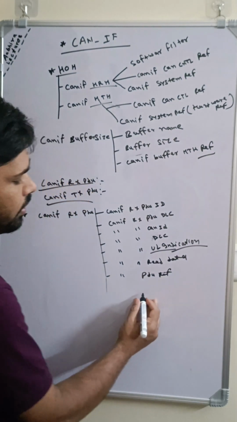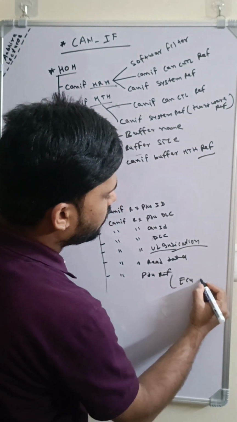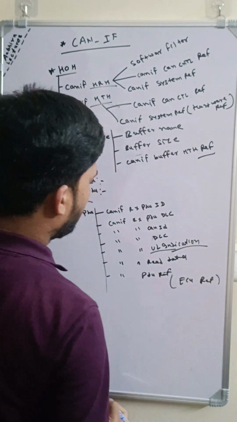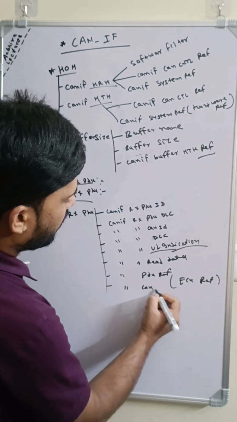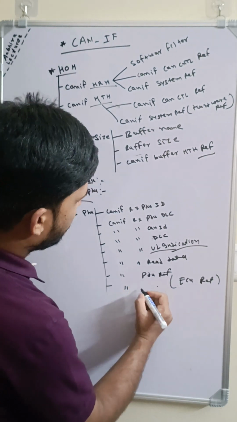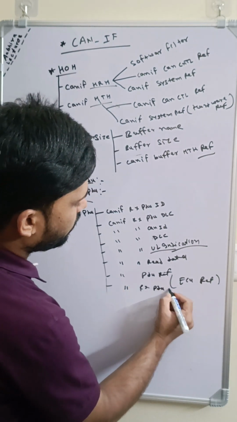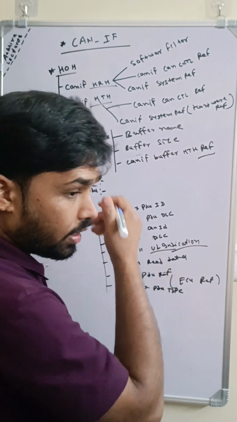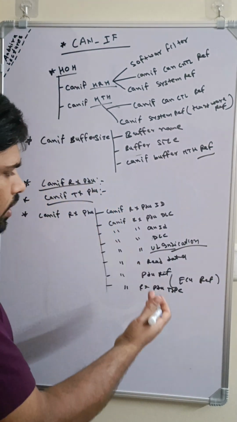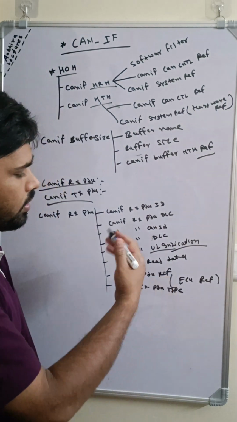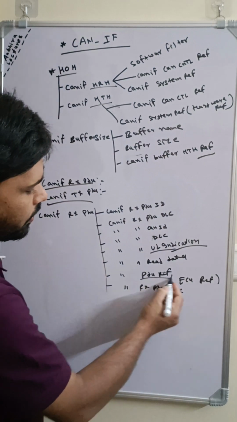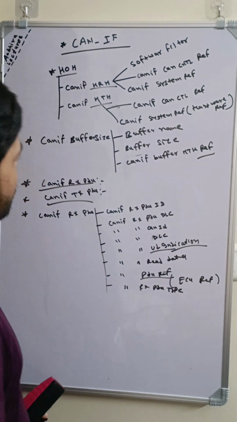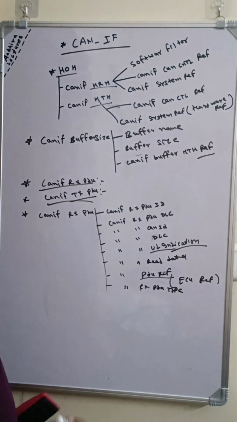The PDU reference basically will come from the ECU reference. More parameters, like the CANIF RX PDU type, we can also configure. There are many parameters, a few I may not have written, but these are the basic parameters which we are going to configure, and we have to give the PDU reference. Next we will see the TX PDU parameters.